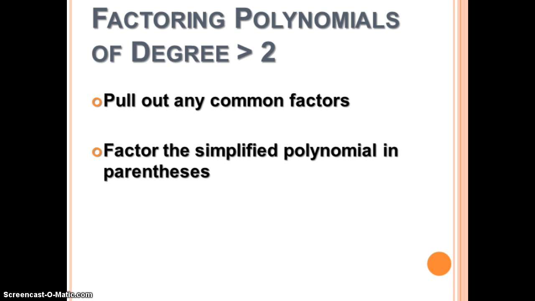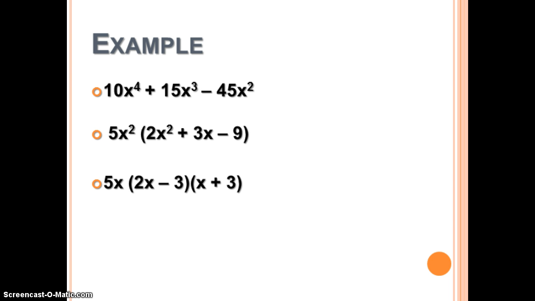To factor a polynomial that's greater than the degree of 2, so it's got more than x squared in it, you will pull out any common factors that they have. Usually they have a variable in common. And then you will factor the simplified polynomial left in the parentheses. So here's an example of that.